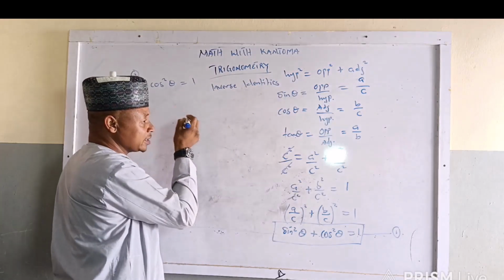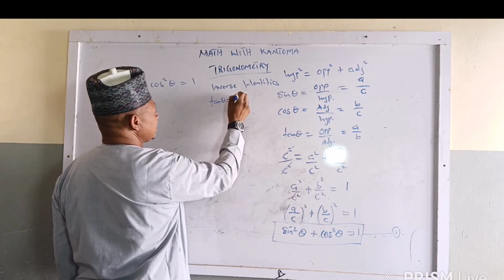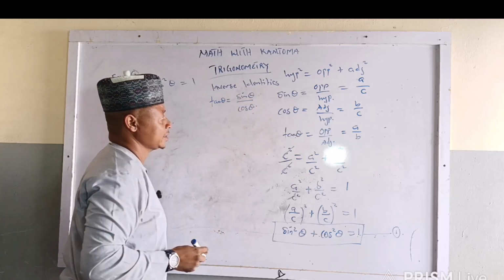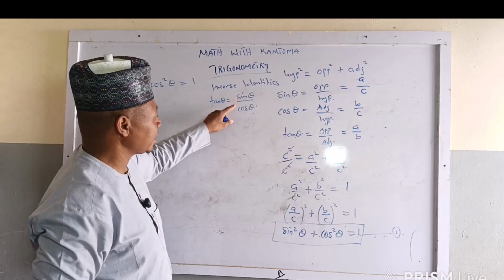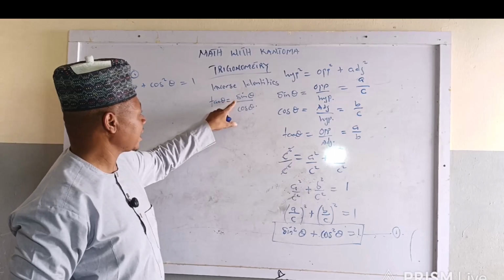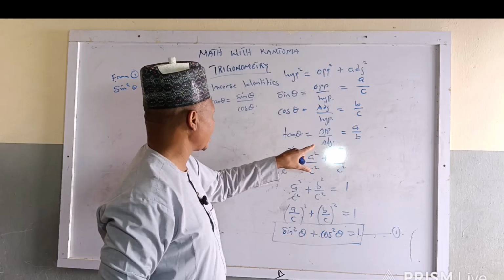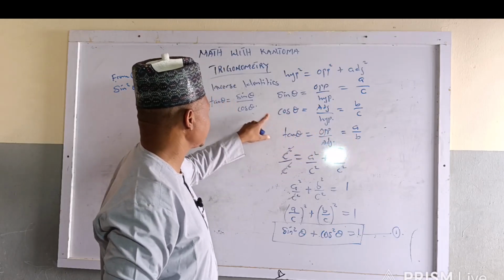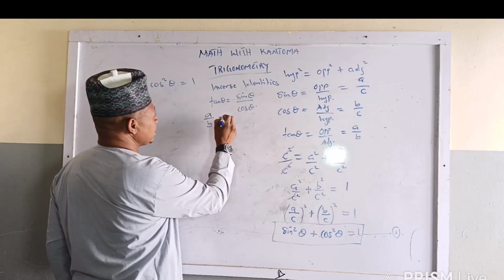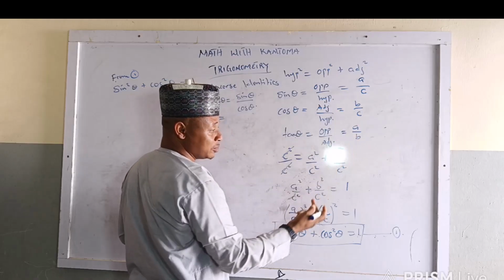So the first inverse identity we have is tan theta, and tan theta is defined as sin theta over cos theta by definition. Tan theta is, by definition, opposite over adjacent. If we take opposite as A and adjacent as B, I can still prove that A over B is the same thing as sin theta over cos theta.